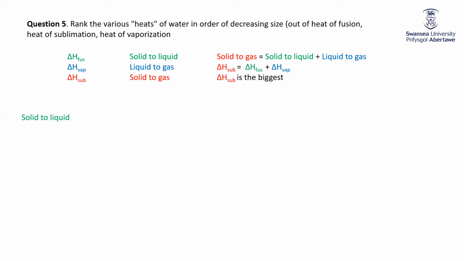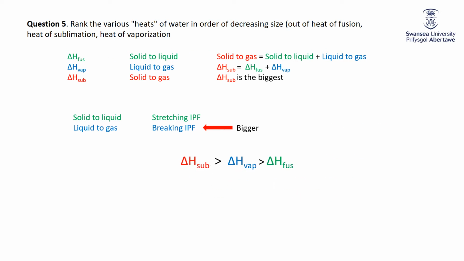Okay. As far as the other two, solid to liquid, as I say, we're stretching the interparticle forces. Liquid to gas, we are breaking the interparticle forces. Harder to break than it is to stretch. So therefore the heat of vaporization is the middle one and the heat of fusion is the smallest one. Just like we say there, heat of sublimation biggest, heat of vaporization in the middle, heat of fusion smallest: stretching, breaking, both put together.